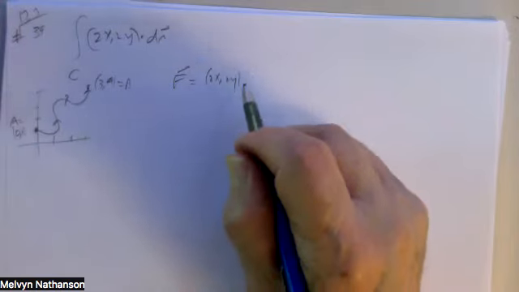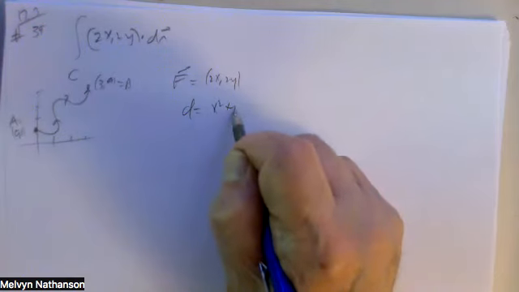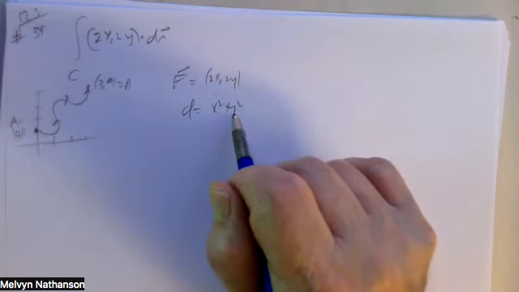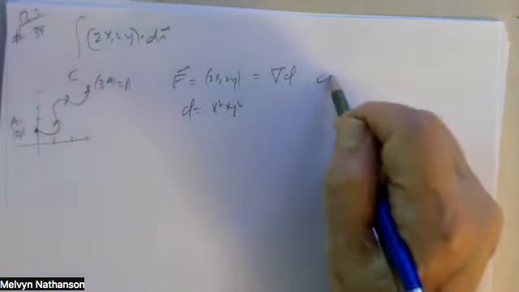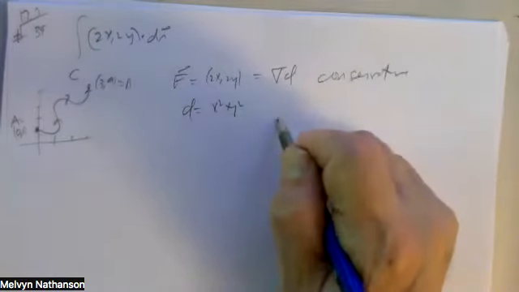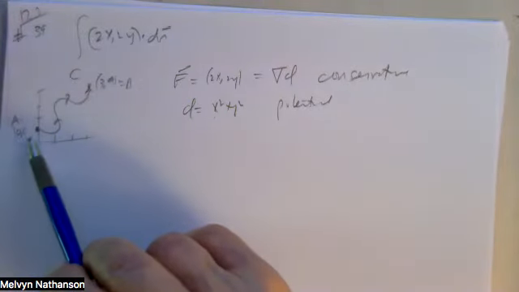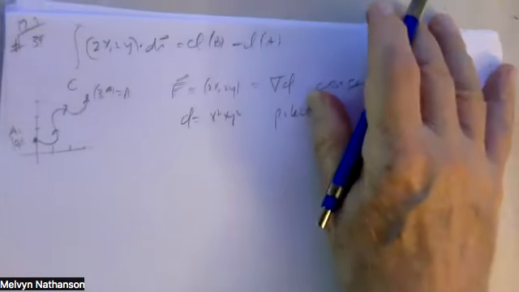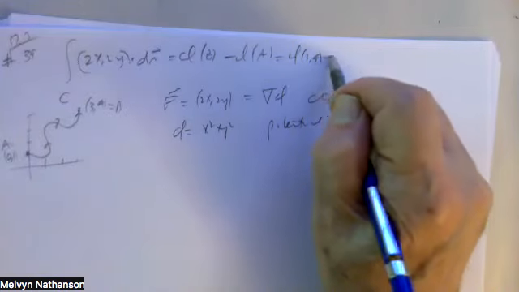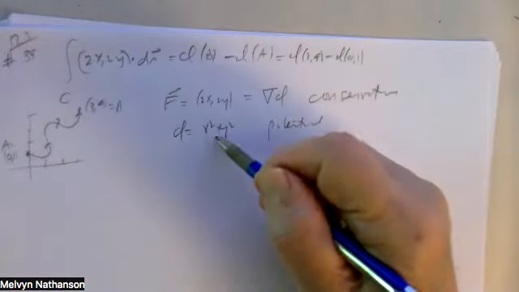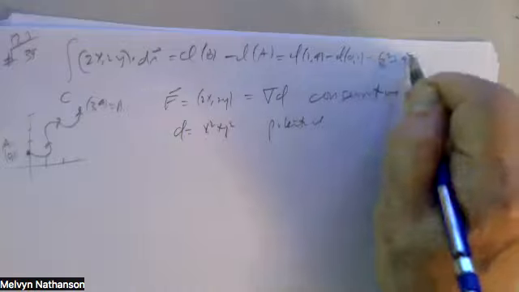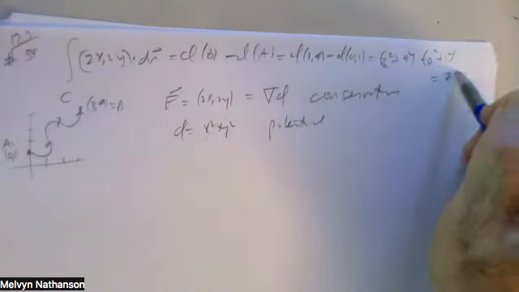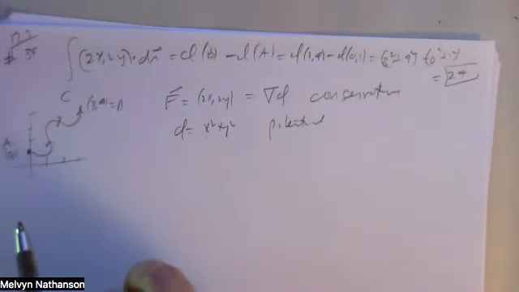And this is a conservative vector field. If I let phi be x squared plus y squared, the derivative of phi with respect to x is 2x, the derivative of phi with respect to y is 2y. So this is the gradient of phi. So this is a conservative vector field, and this is the potential function. And so the integral of this conservative field along this curve is just going to be phi of b minus phi of a, difference at the endpoints. That's phi of 3, 4 minus phi of 0, 1. Phi of 3, 4 is 3 squared plus 4 squared. Phi of 0, 1 is 0 squared plus 1 squared. This is 25 minus 1. So we get the answer is 24.